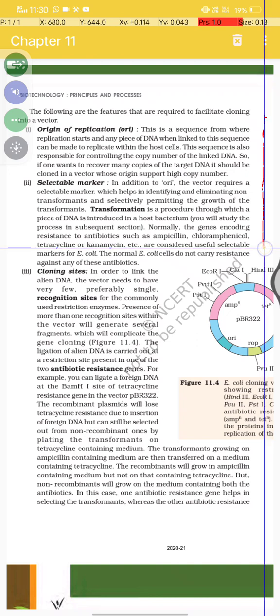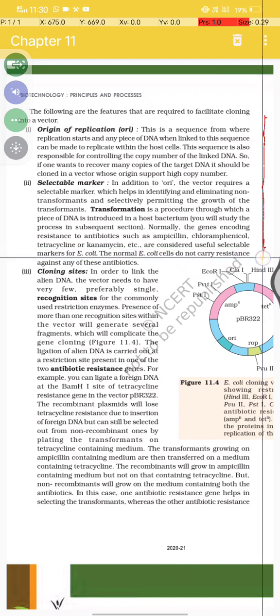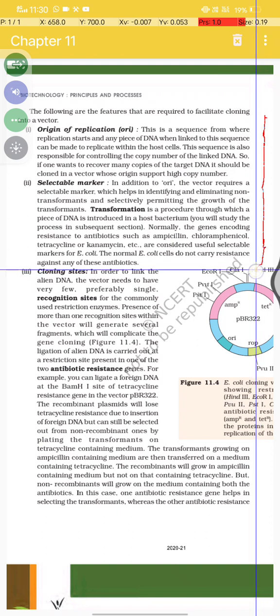are considered useful as selectable markers for E. coli, and the normal E. coli does not carry resistance against any of these antibiotics.